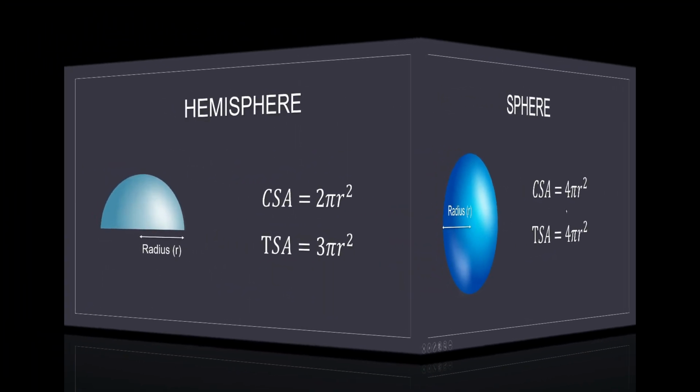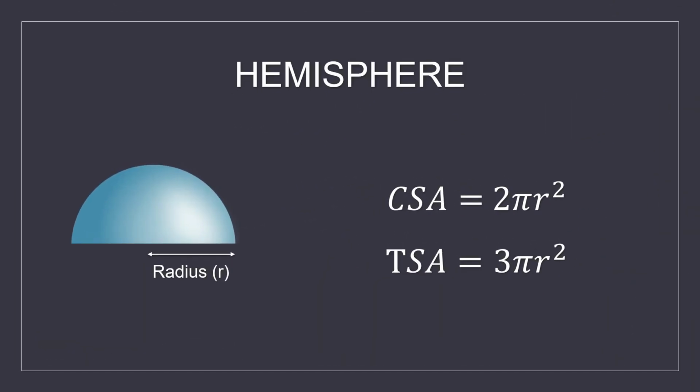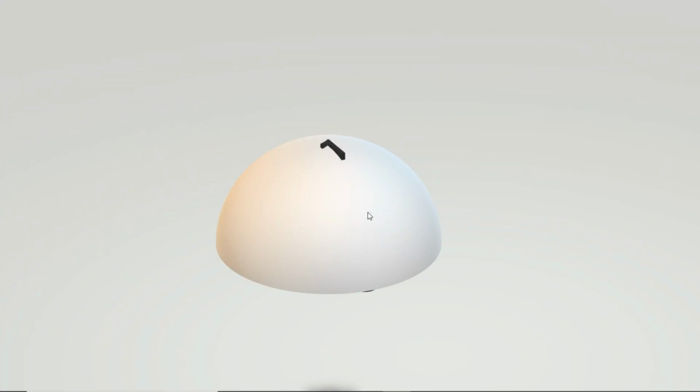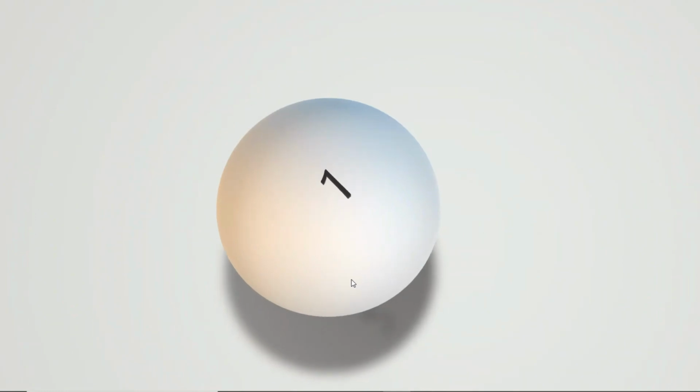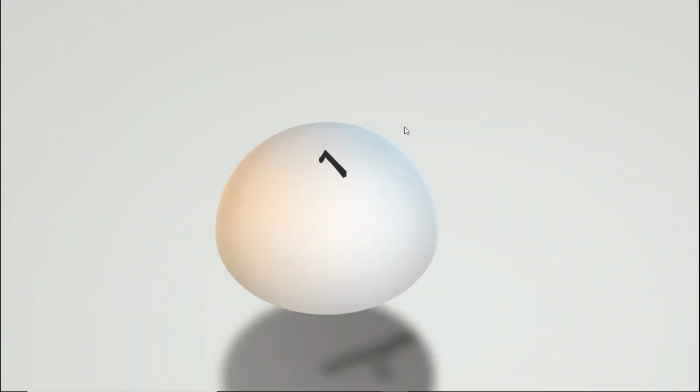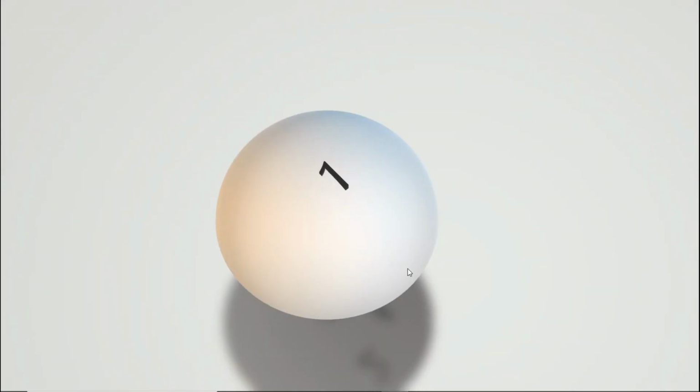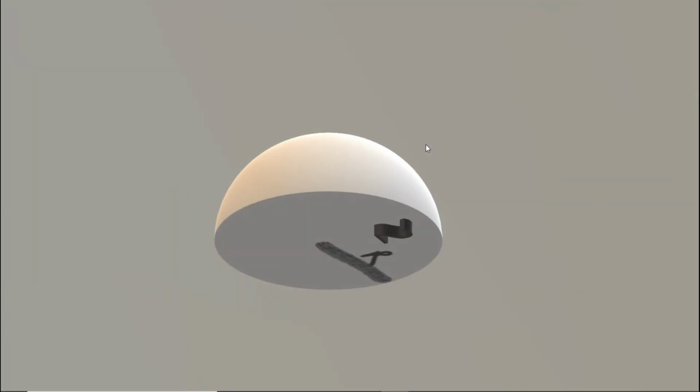So the last three-dimensional shape is the hemisphere. A hemisphere has one parameter, that is the radius, but a hemisphere has two surfaces, one curved and one circular. Let's see the hemisphere in 3D view. So here we can see this first surface is a curved surface and the second surface is circular. Now a hemisphere is nothing but half of a sphere, right? If you cut a sphere from exactly the middle, then you get a hemisphere.